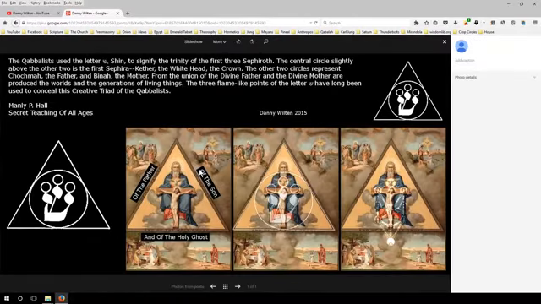So here's another of the same image, and this is a quote from Manly P. Hall. The Kabbalists use the letter Shen to signify the trinity of the first three Sephiroth. The central circle slightly above the other two is the first Sephiroth, Kether, the white head, the crown. The other two circles represent Chokmah, which is wisdom, the father, and Bina, which means understanding, the mother. It's the masculine-feminine principle. From the union of the Divine Father and the Divine Mother are produced the worlds of generations. A lot of people don't understand this heart-mind thing.